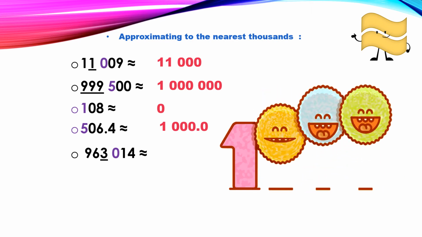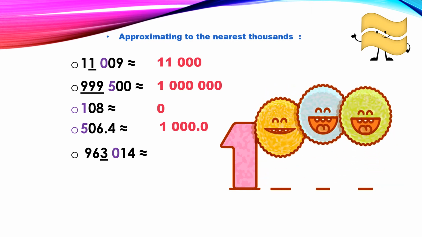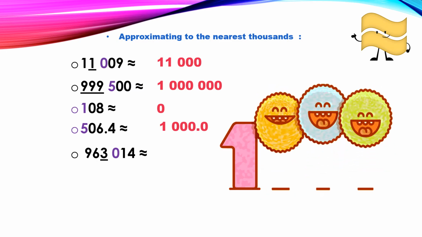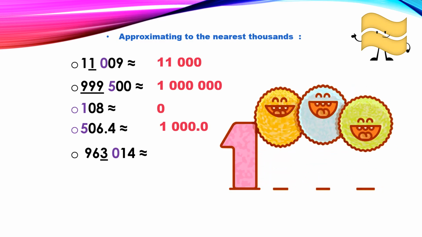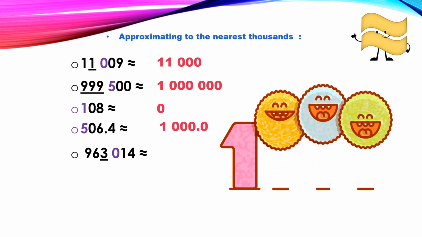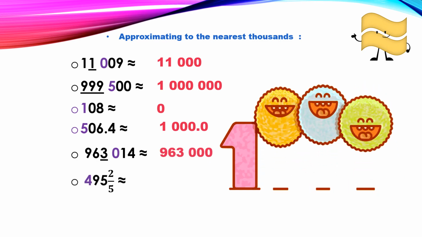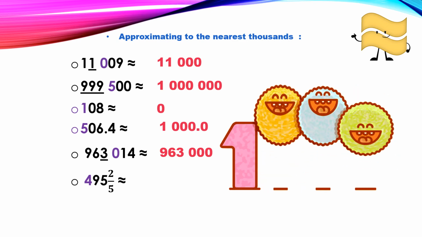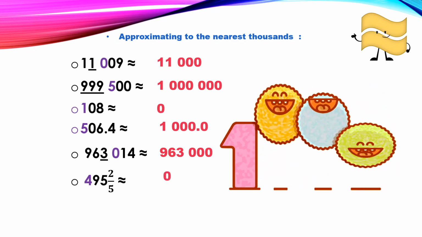963 and 963,014. What is the digit in thousand place? It's a 3. What is the digit before it? It's a 0. Very poor, so the answer will be 963 and replace 14 with 0, so the answer will be 963,000. Neglect the fraction. Take the digit in hundred place. It's a 4. Poor, so the answer will be 0. If it's rich, the answer will be 1000 directly. Okay?